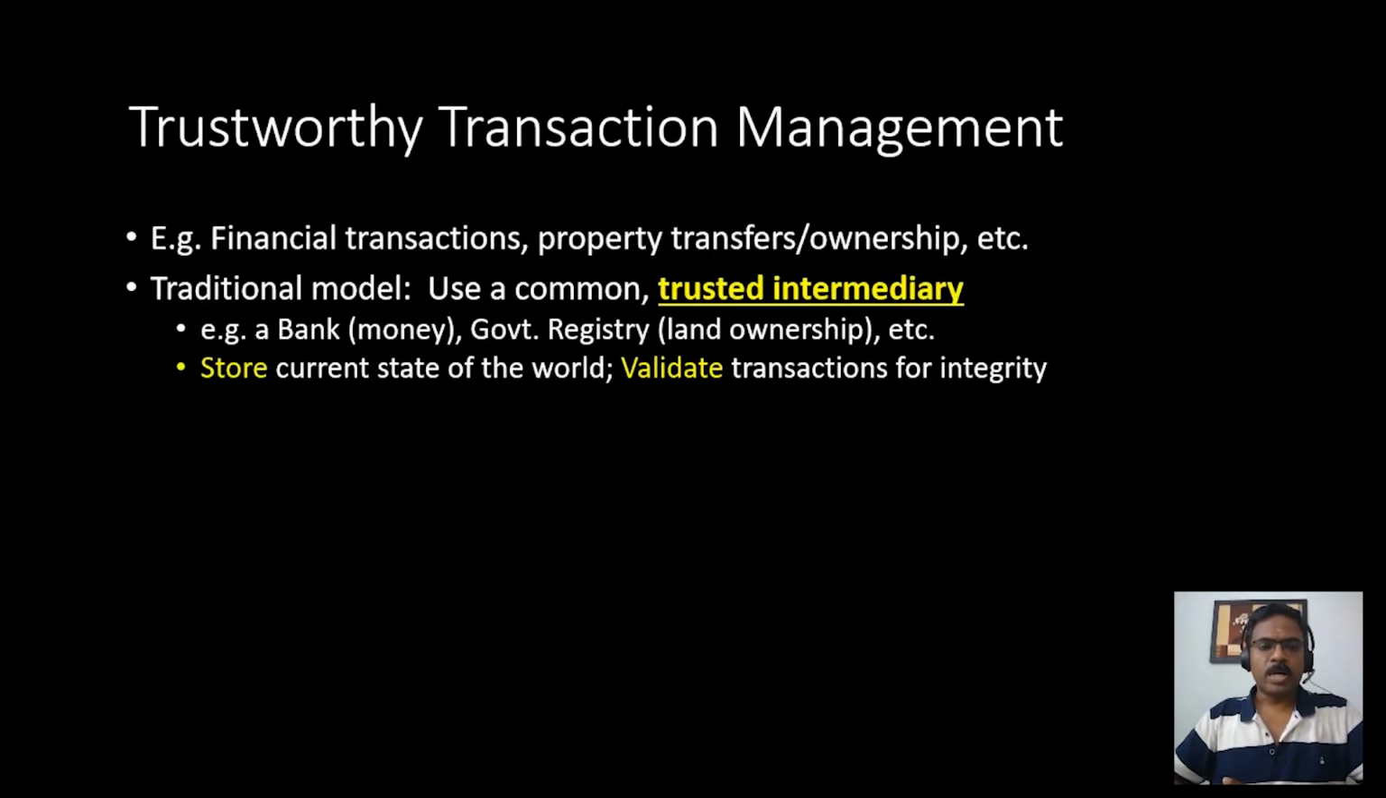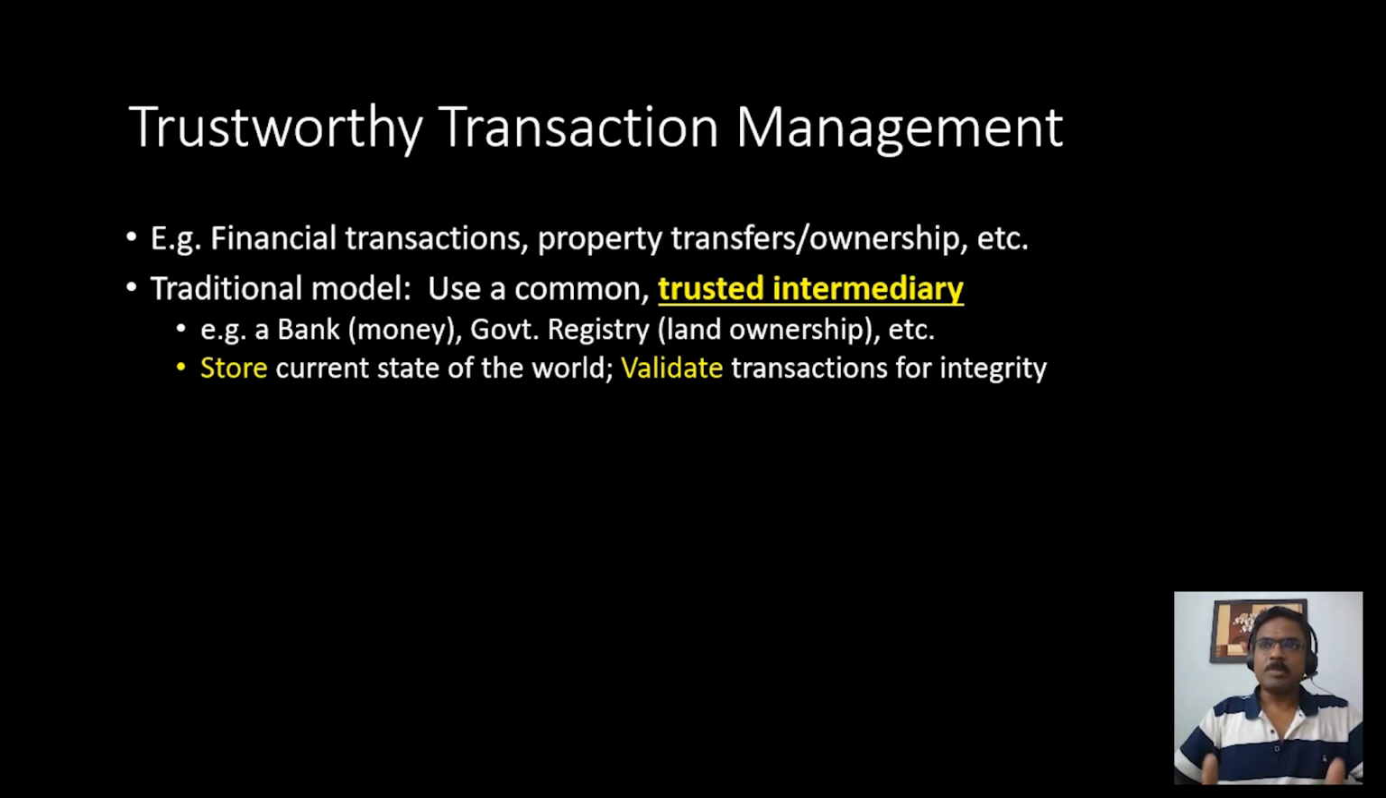Blockchains, as we know, address the problem of trustworthy transaction management. Transactions could be anything; it could be financial transactions, it could be property transfers, and so on. Now, the traditional model to manage these transactions has been to use a common intermediary that everyone trusts. In the case of financial transactions, everyone trusts the bank to do the right thing. Land ownership is typically trusted with government registries and so on.